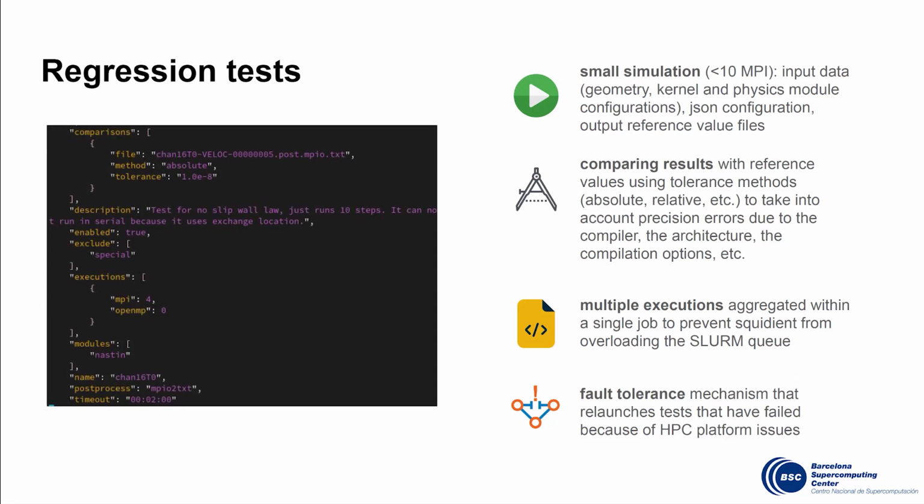So we aggregate multiple executions within a single job to prevent Squidient from overloading the Slurm queue. And we also have a fault tolerance mechanism that will relaunch the tests that have failed because of an HPC platform issue.